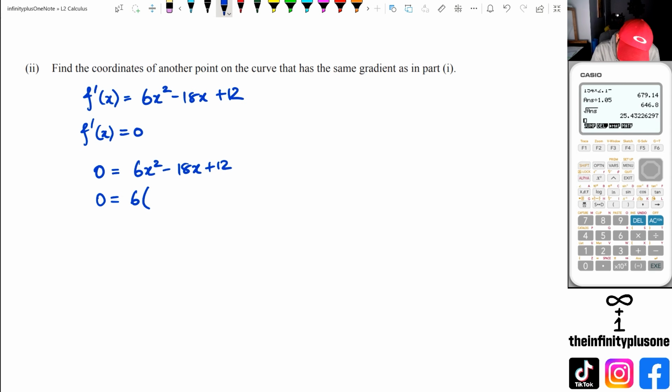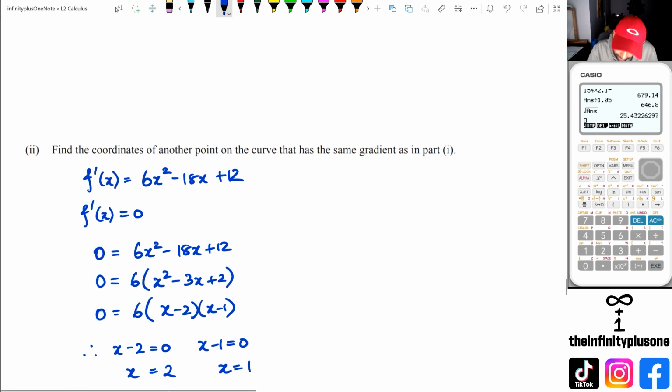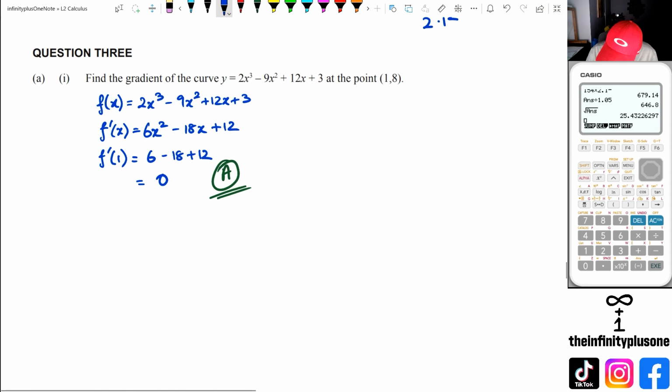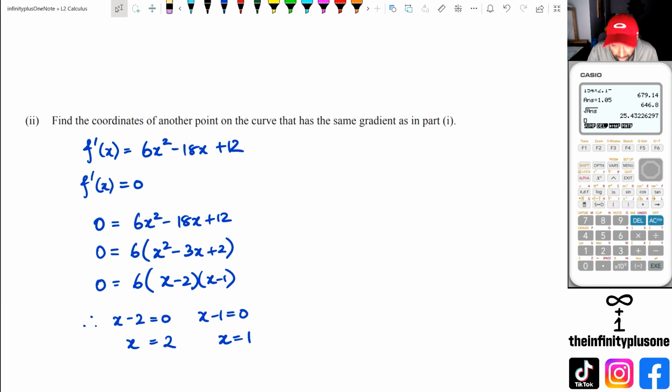So we're going to put 0 equal to 6x squared minus 18x plus 12. Common factor of 6: x squared minus 3x plus 2. Factorize this and we get (x minus 2)(x minus 1). Therefore x minus 2 equals 0 and x minus 1 equals 0, so we've got our two values, x equals 2 and x equals 1. Now, in the previous question, we already had (1, 8). So we just need to figure out what the y value for 2 is.